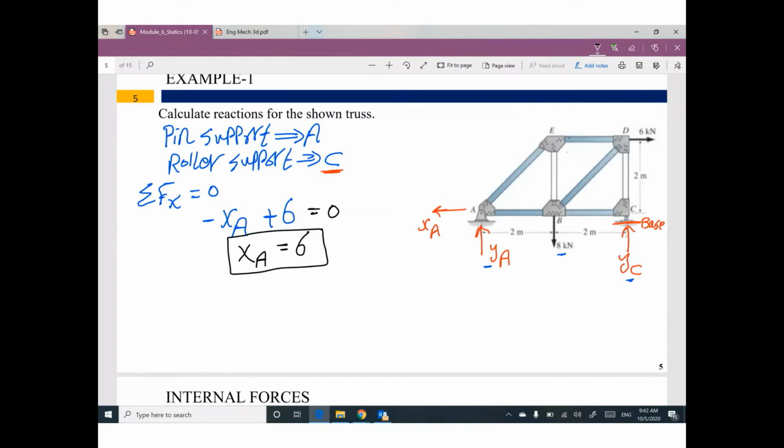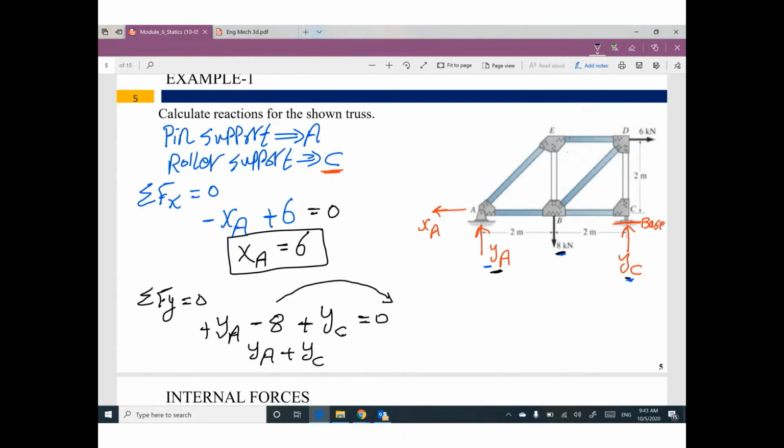Second equilibrium equation: summation F of y equals 0. So YA is positive, negative 8, positive YC. I'm talking about y, vertical forces. YA, 8, and YC, nothing else, equals 0. We have two unknowns, so I cannot do anything. Just simplify YA plus YC on one side. So I will move this one to the other side. Guys, if you move any number to the other side, please change the sign. So it will be positive 8.